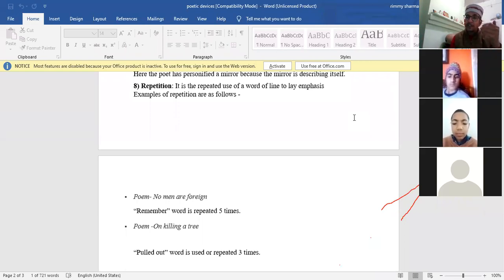The usefulness of repetition is to lay emphasis. If a question comes, why is this line repeated again and again in the poem? The answer will be to lay emphasis. Emphasis means strength, to give some stress on something, to convey its importance. There are various examples, which I'll tell you later on. Repetition.